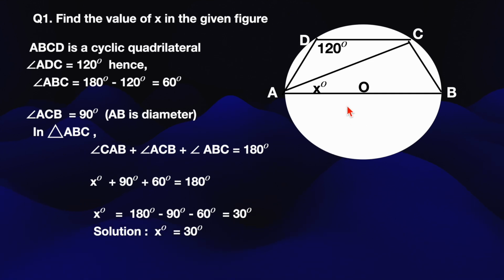So, two rules we have applied in this sum. The first one is the sum of the opposite angles of a cyclic quadrilateral is 180. Second rule is that the angle opposite to the diameter of a circle is always 90 degrees.